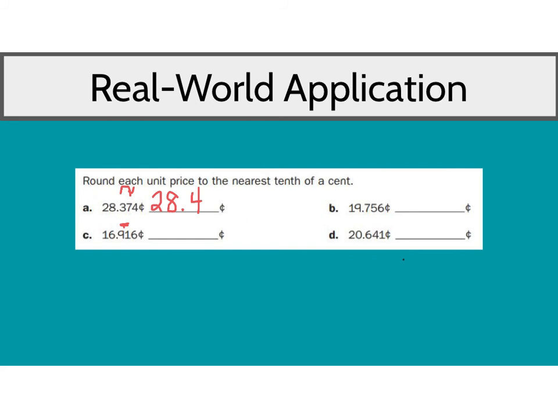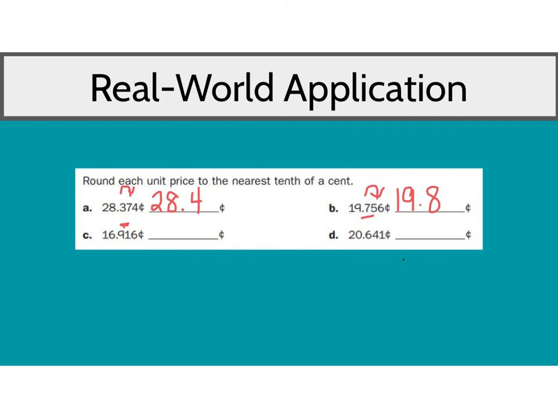If we move to letter B, again, we're looking at that digit in the 1/10ths place, which in this one happens to be a 7. We're going to look to the right. We have a 5. Remember, everything to the left stays the same. So we have 19 decimal point, and we have to decide, is that 7 going to stay a 7, or is it going to change to an 8? The fact that we have a 5 means we're going to change it to an 8. So that gives us 19 and 8/10.